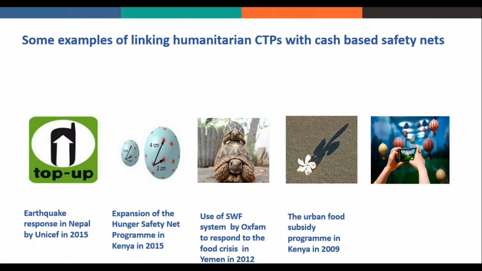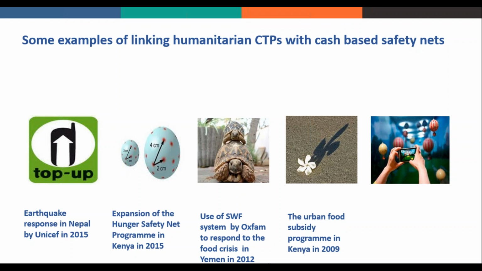So we do have some positive examples, and the trend is growing, which is a very positive sign. Starting off with an example of vertical scale-up, we all know that in April 2015 there was a big earthquake in Nepal, and UNICEF used the existing social assistance system, which used cash transfers to provide transfers to elderly, to children from Dalit households, to single women and widowed women, and people living with disabilities.